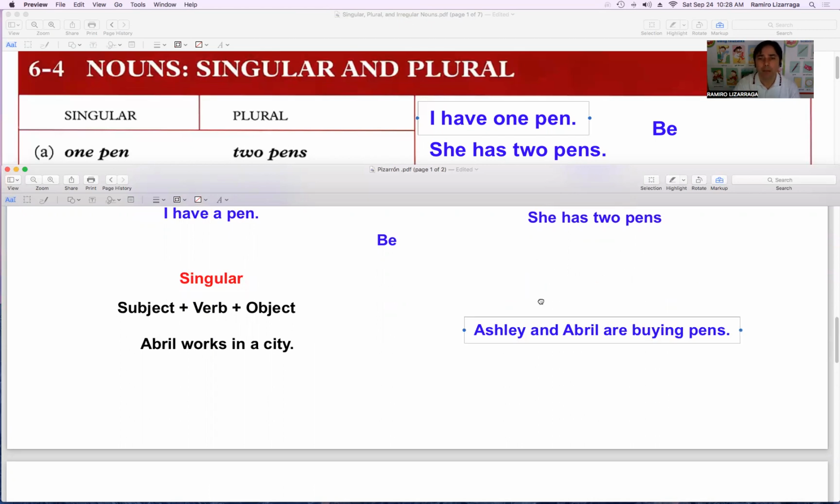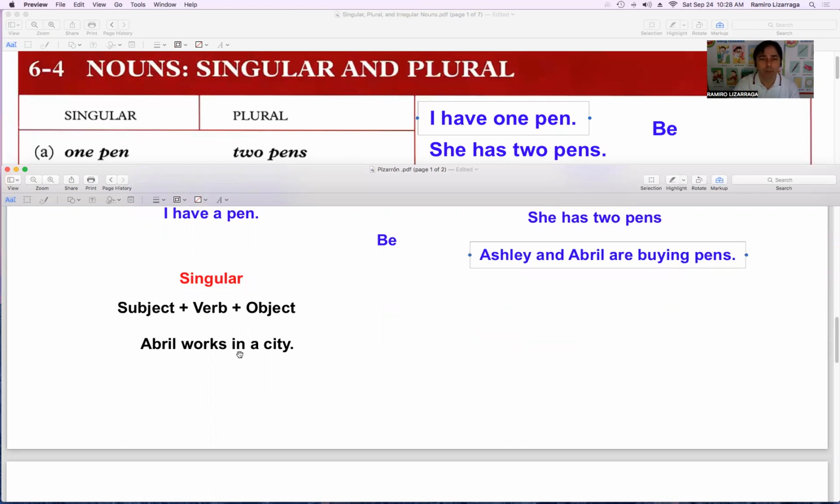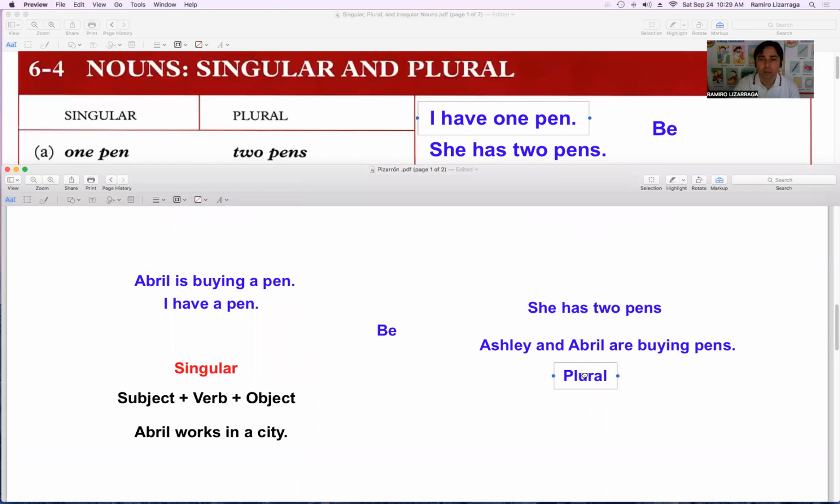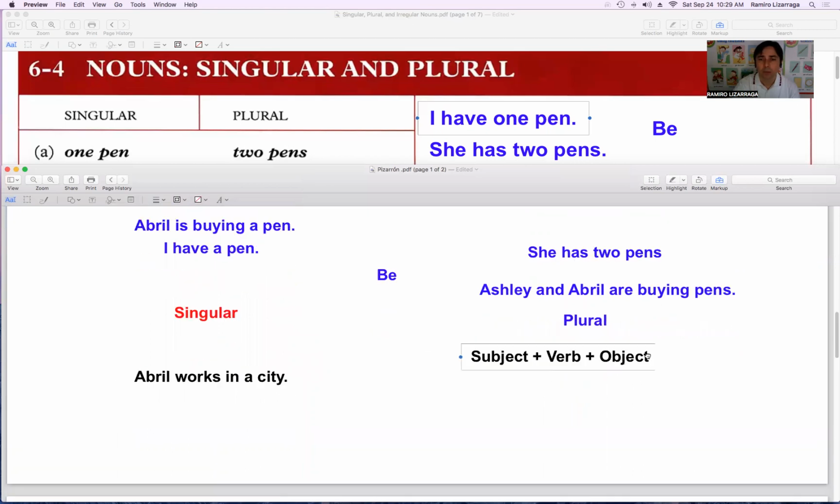Ahora veamos acá un ejemplo. Hagámoslo plural. Vamos a hacer una oración plural. Let's write a plural sentence. Voy a usar work. Vean aquí. Ya no voy a usar la S, porque si al verbo le pongo la S es singular, pero si no lo pongo ya es plural.